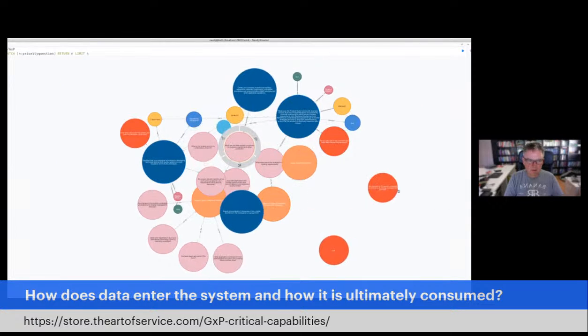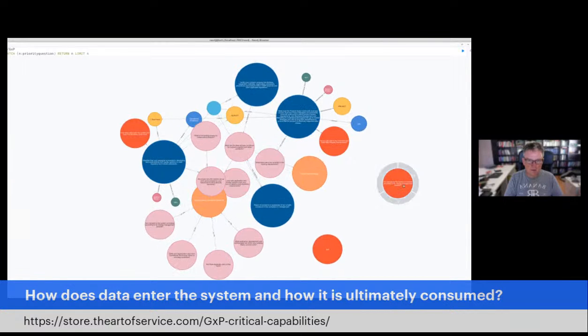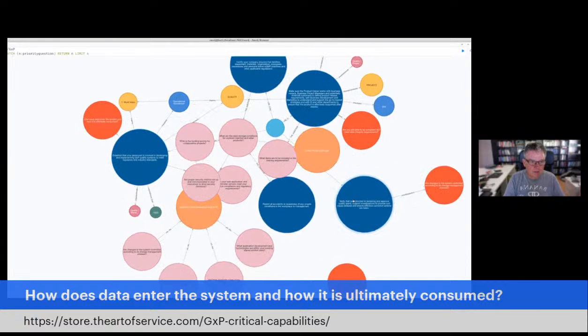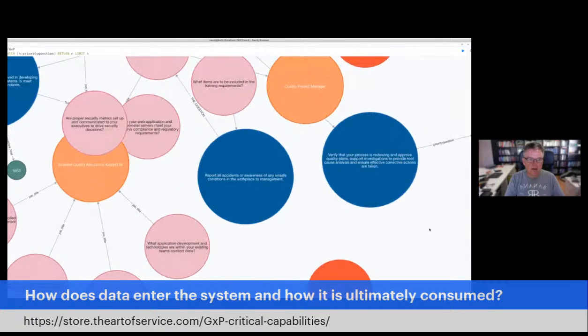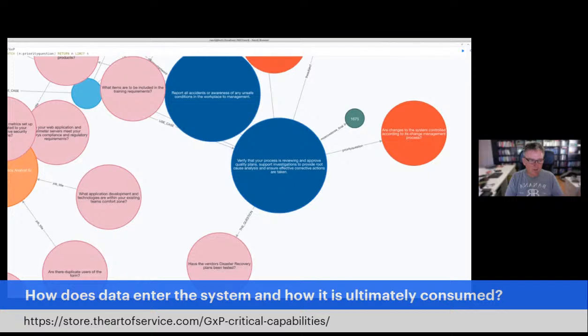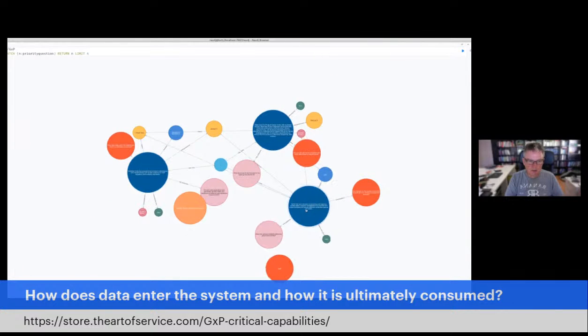Now let's have a look at question number 3. Are changes to the system controlled according to its change management process? Verify that your process is reviewing and approving quality plans, supporting investigations to provide root cause analysis, and ensuring effective corrective actions are taken. Sounds like a change management plan to me. Make sure that you have that in place, the change management plan, and let's unclick that one.